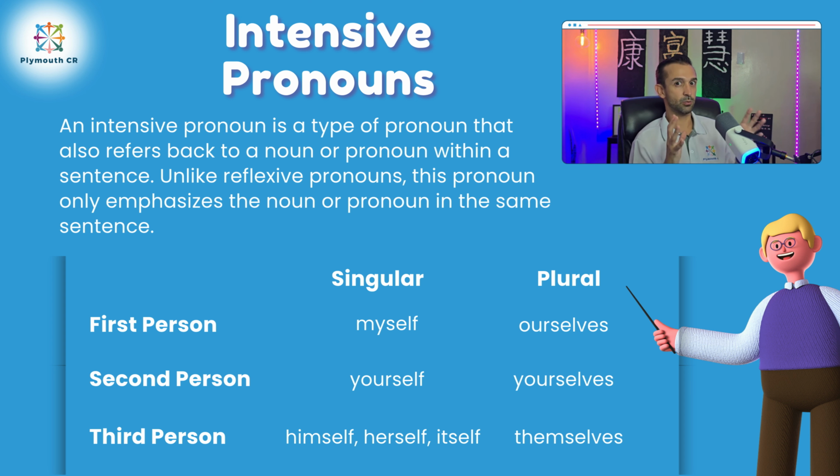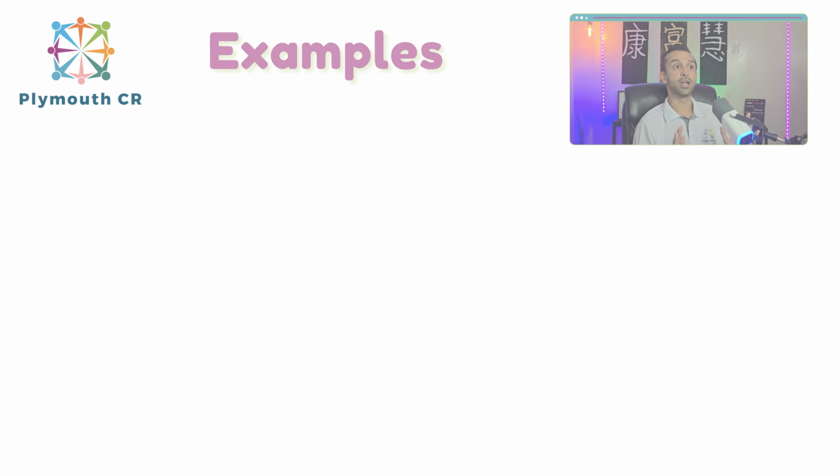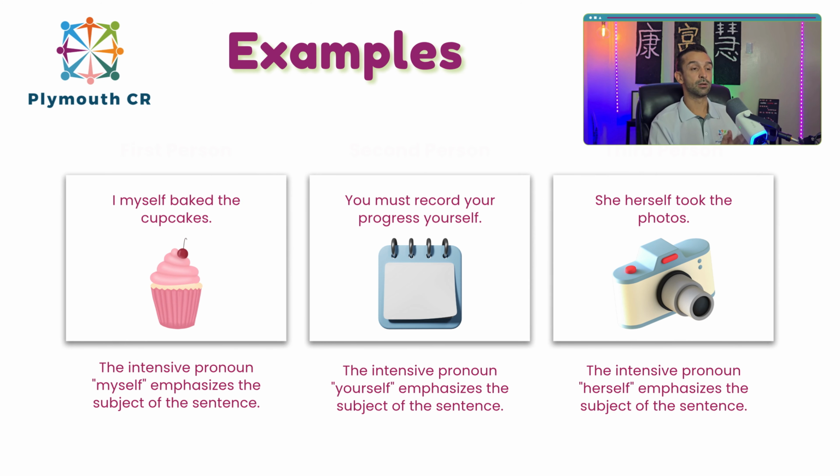Like the word says it, we want to be very intense and emphasize very clearly that the action was performed by that subject that we mentioned, okay? Okay, and we have some examples in here. So the first one says, I myself baked the cupcakes. I feel very proud. I did it myself. I emphasize the subject, which is I, and that's how we use it.